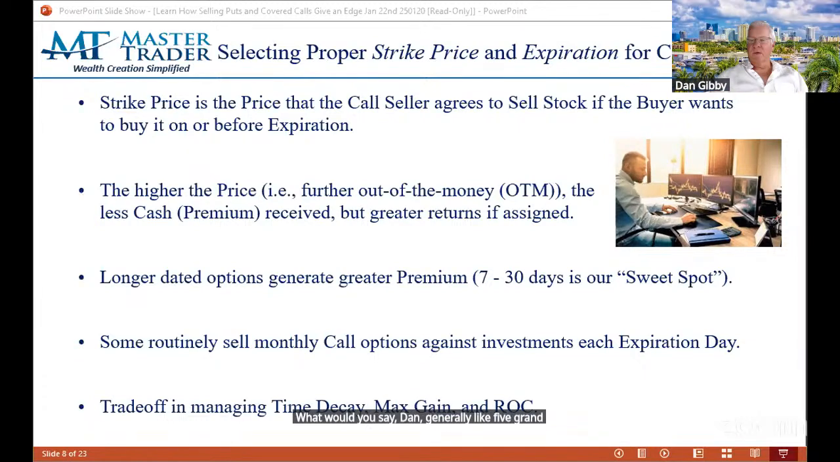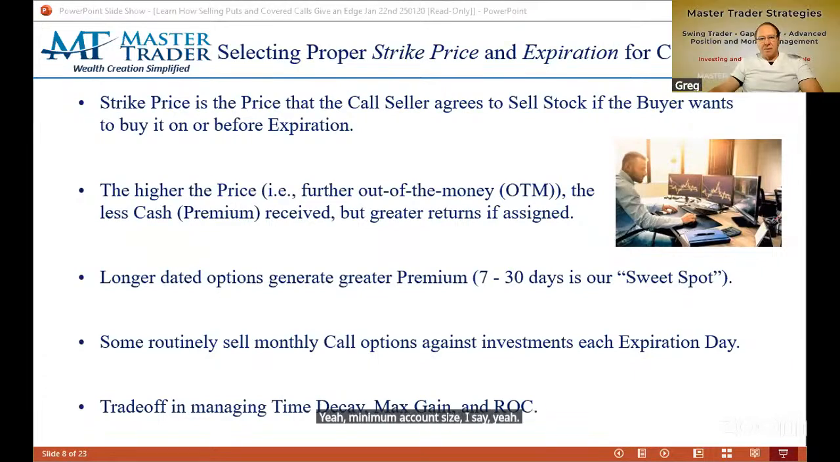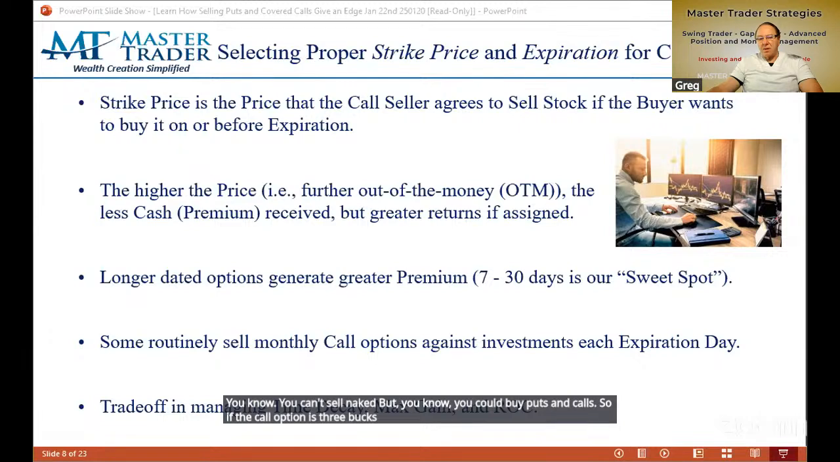Minimum account size, I say, yeah. You can't sell naked, but you could buy puts and calls. So if the call option's $3, it's $3 for one contract.